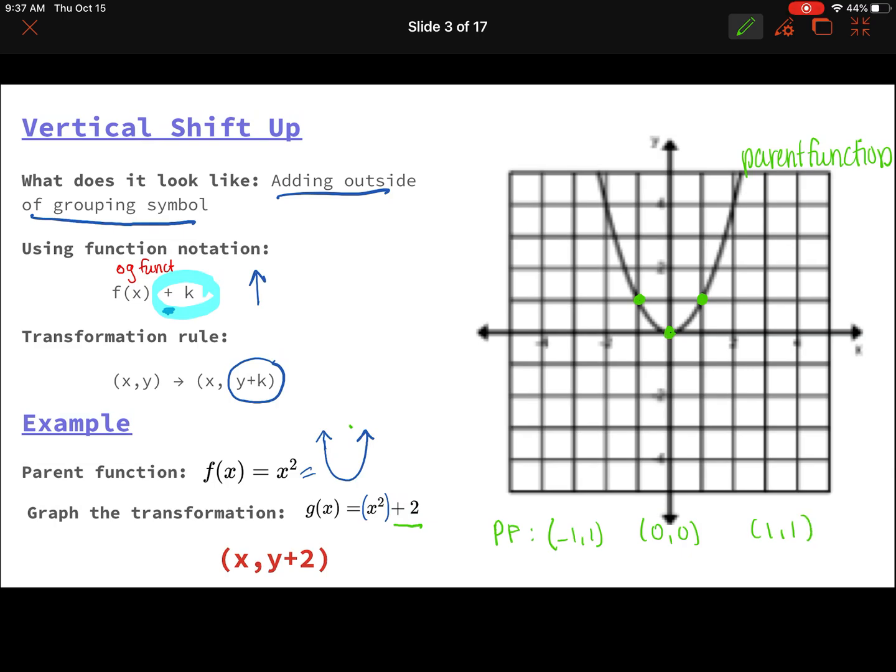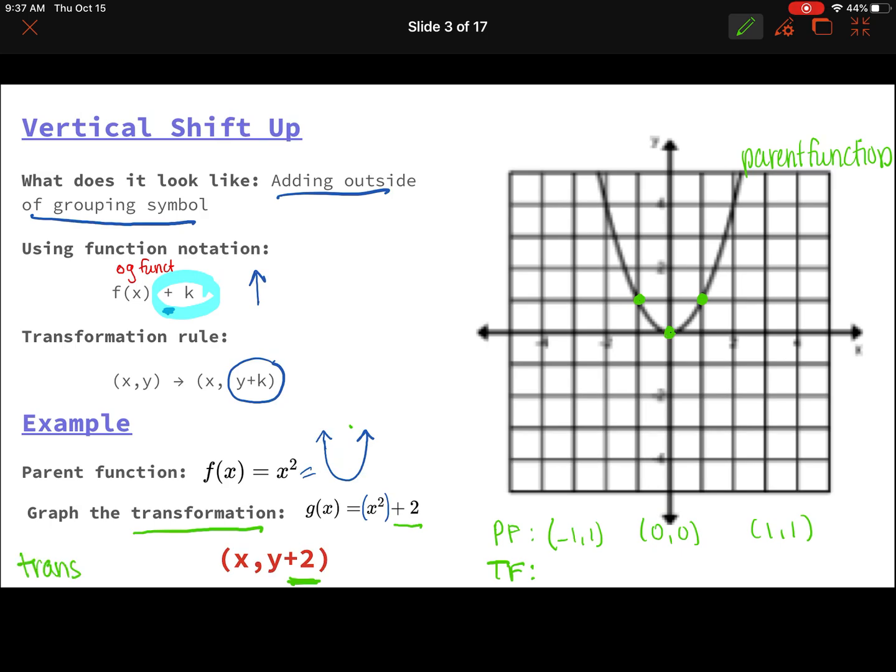Now, every time we do a transformation, whether it's up, down, side, right, whatever we're doing, I always want you to write coordinates first. It's always important to pick 3 or more coordinates that we're going to change, okay? So now, what I need to do is find my points for my transformation function. So down here, I'm going to put TF. Now, what we're doing is adding 2. This is my transformation rule.